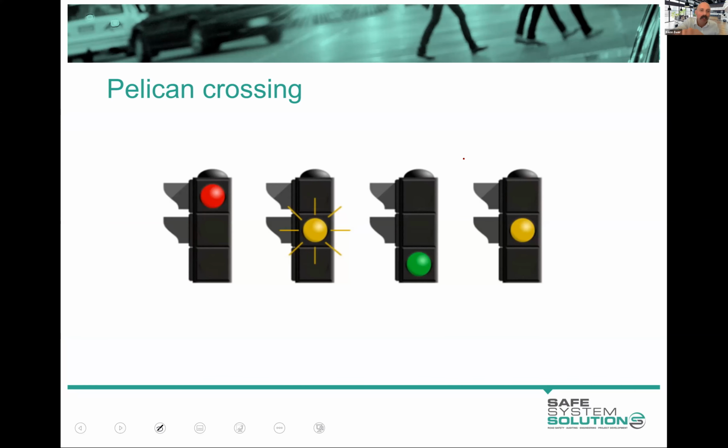Pedestrian light controlled. So this is what a driver sees. They see a red light as the pedestrians are crossing. It then goes to a flashing orange. It flashes orange for a while, just so drivers are a bit more alert. If anybody's lagging behind, then it goes to green.